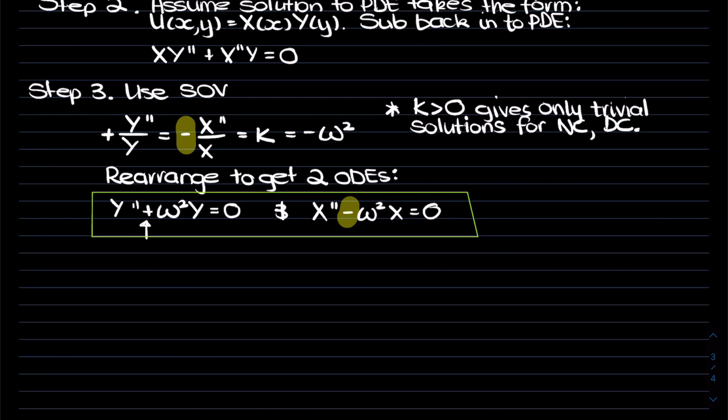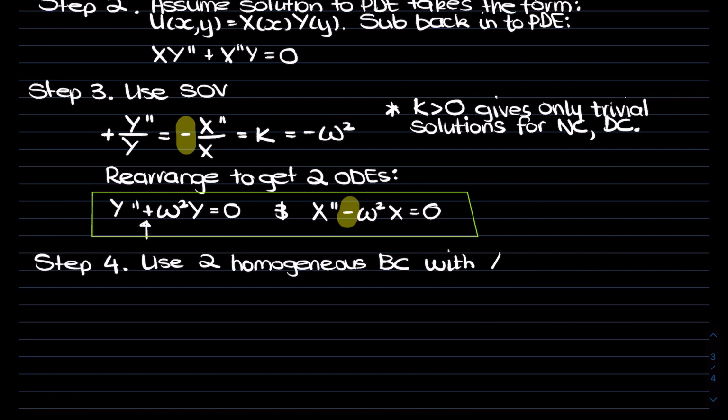So step 4, we want to use the two homogeneous boundary conditions with Y double prime plus lambda squared Y equals 0. And I know we have 3 homogeneous boundary conditions, but I mean the 2 that are associated with the same variable. So in that case, it's our y variable.